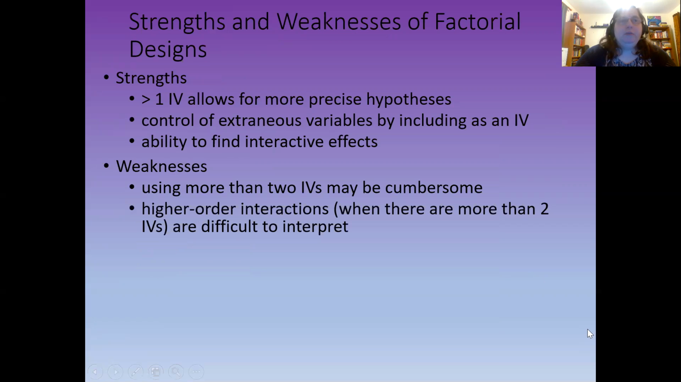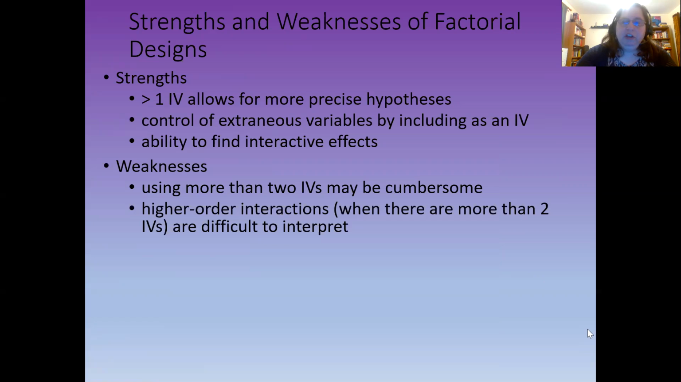So let's talk a little bit about the strengths and weaknesses of factorial designs. Well, the strengths: more than one IV allows for more precise hypotheses; you can control an extraneous variable by including it as an independent variable; and the ability to find interactive effects. Okay, so I feel like we've talked about number 1 and 3, but what do we mean by number 2, control of extraneous variables by including it as an IV?